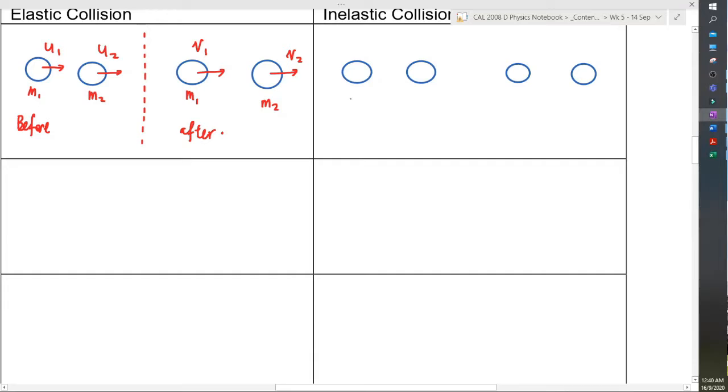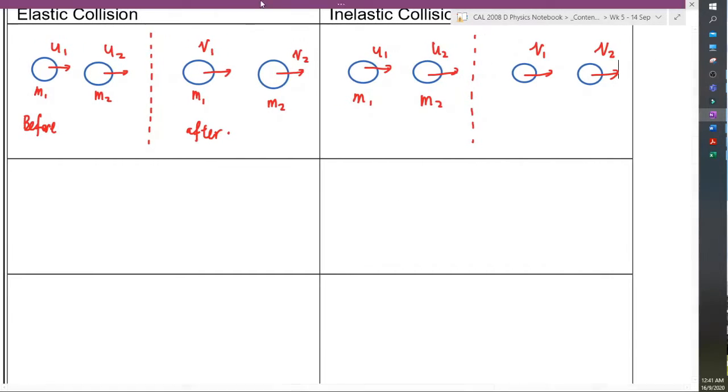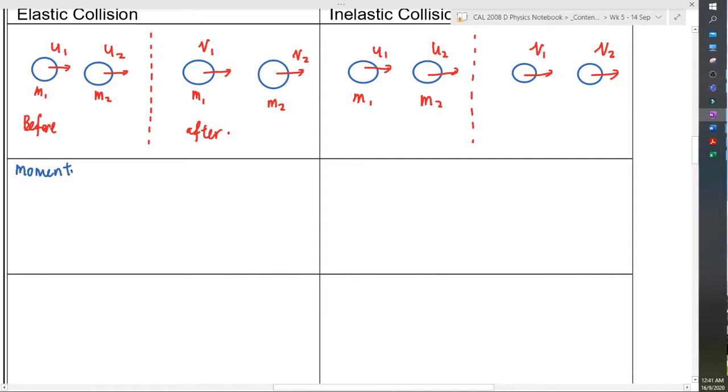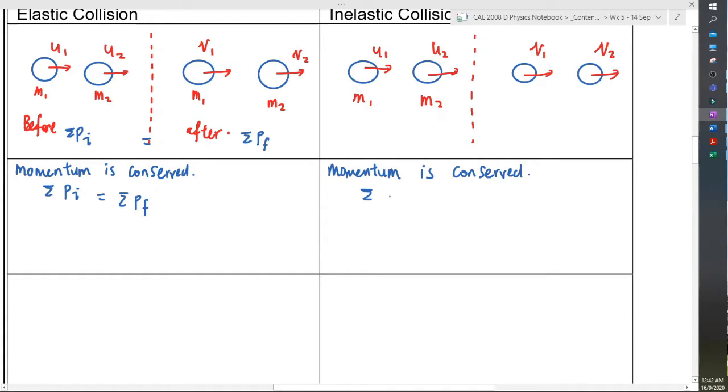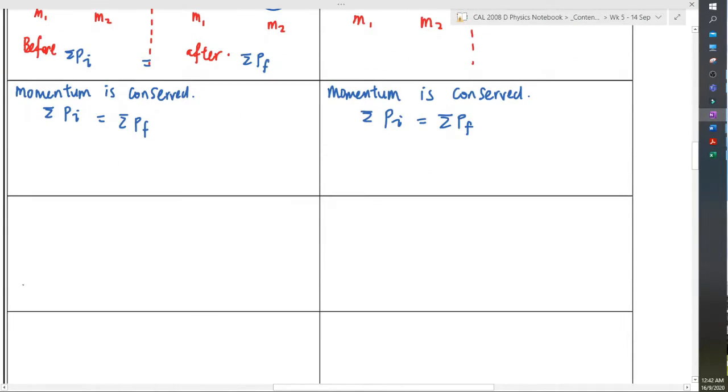So I'm going to sketch out the same diagram here, m1, m2, traveling at u1, u2 before, and v1, v2 after the collision respectively. Of course, for both cases, because there are no external forces, no forces outside of the balls m1 and m2, I can assume that the momentum is conserved for both cases. So I'm going to use sum of the initial momentum is equal to sum of the final momentum. The sigma sign in front of P is sum, S-U-M.